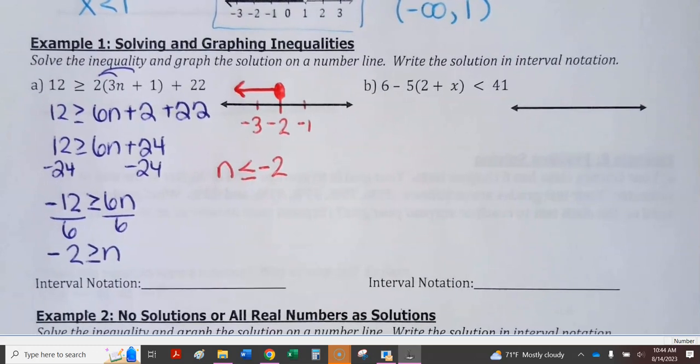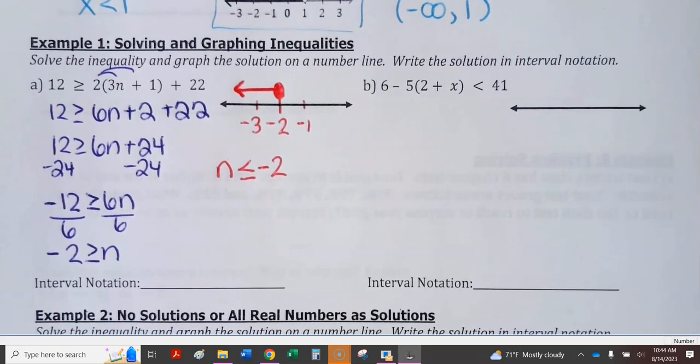Just if it helps, because some people get tripped up and they're not sure. Now, if you're just reading it, less than points to the left, greater than goes to the right. And then I'm just going to write the interval notation before I go to the next question.